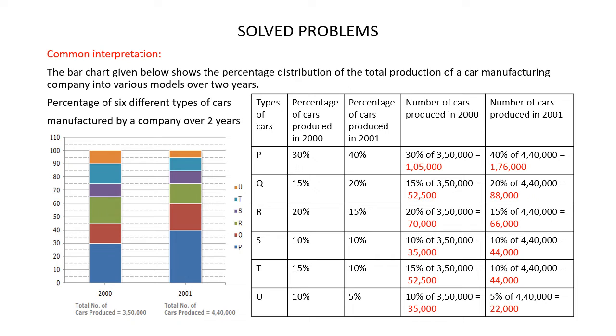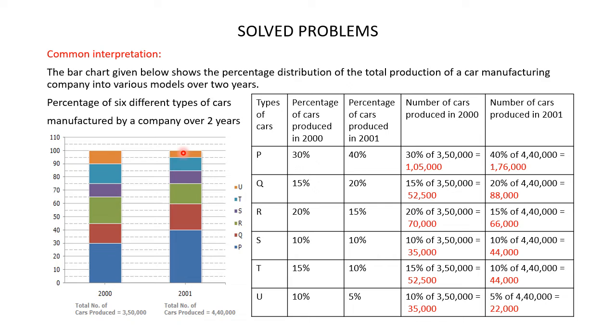The light blue rectangle is for T type of cars. The height of this light blue rectangle is 95 minus 85, which is 10. This means that 10% of the total number of cars produced in 2001 is of the T type.